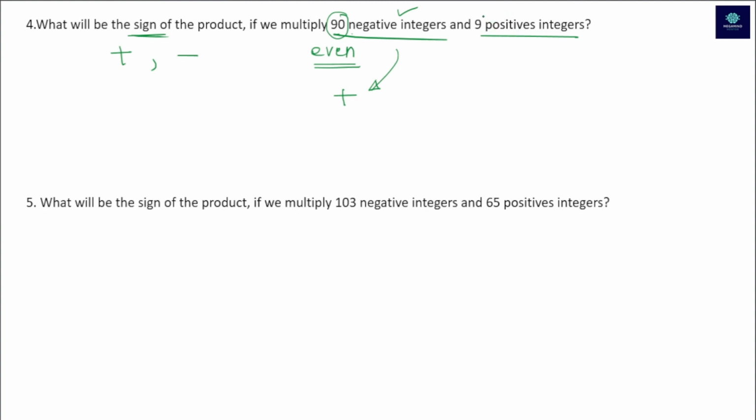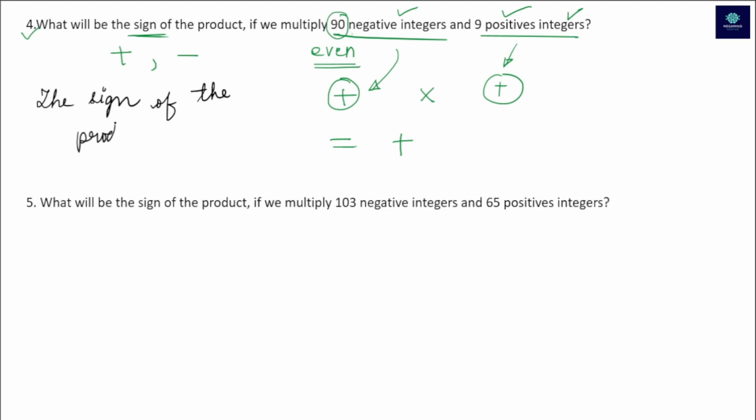Likewise, if I multiply any 9 positive integers, my answer is anyhow going to be positive, right? Because they are positive integers. So plus and plus becomes plus only. Now here we have two signs. When you multiply these two, since both of them are positive, your answer also will be what? Positive. So for question number 4, you can just write the answer in one single line that the sign of the product will be positive.